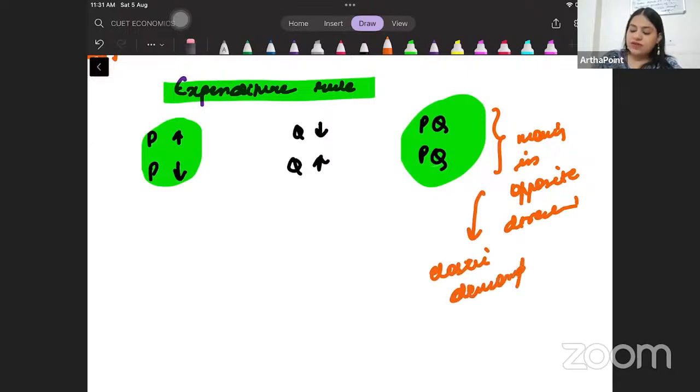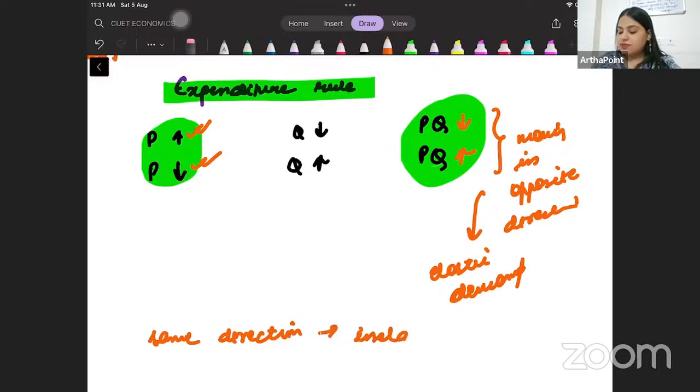So when this increases, this should decrease. When this decreases, this should increase. Only then we say that it is an elastic demand. But when they move in the same direction, it is inelastic. And when expenditure remains unchanged, it is unit elastic.